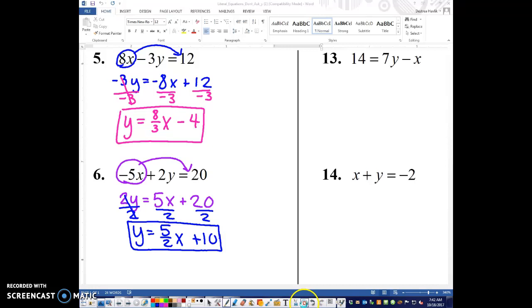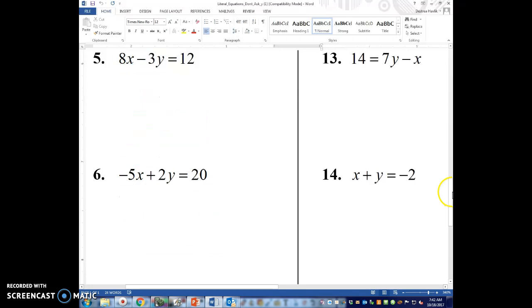Okay, let's go on to the next one. I think we have 2 more in this row, and then you should be able to do the rest on your own.